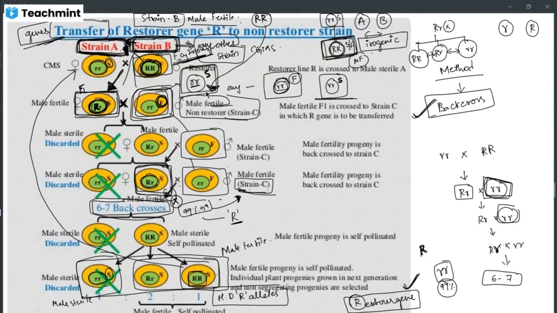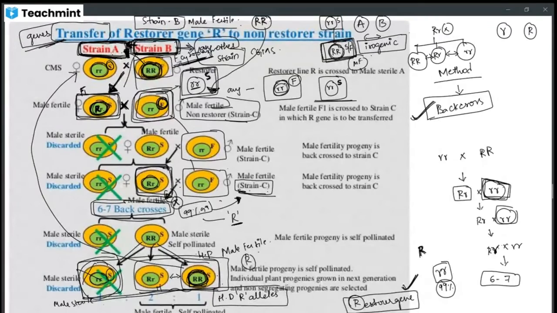And you will have 3 different types of plants. One will be male sterile, you need to reject it, and the other two will be male fertile. But we need to select only the male fertile line which is in the homozygous dominant condition with the restorer gene. Okay. So now tell me, how will you identify between these two? One is your heterozygous and the other is your homozygous dominant. So how will you identify between these two?